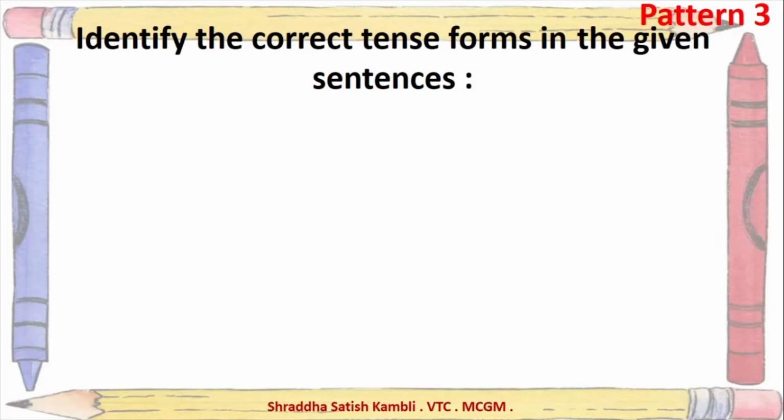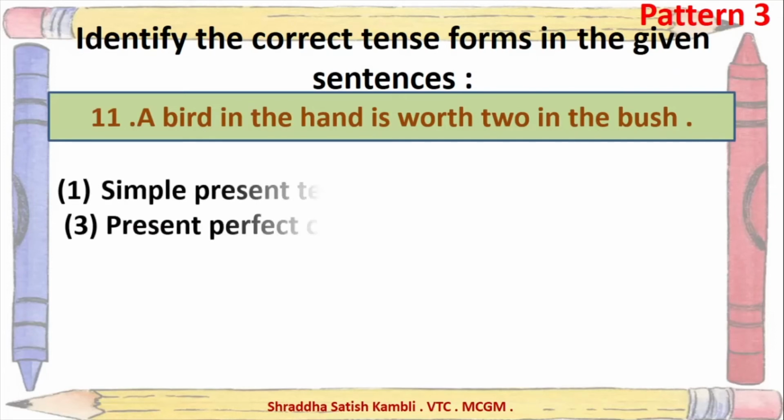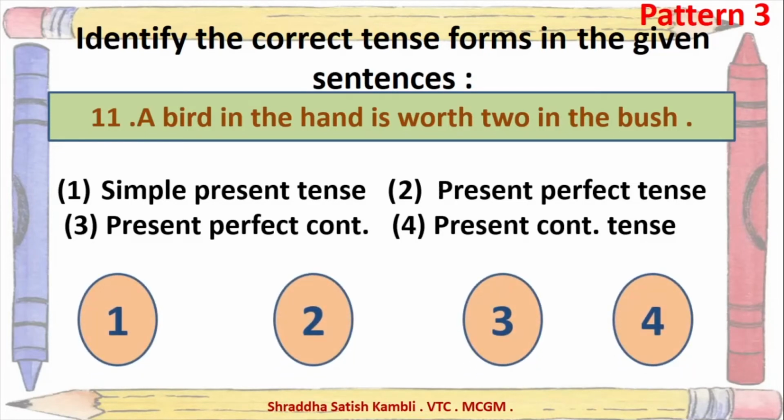So you have to identify which is the correct tense form. So here is your sentence for you. A bird in the hand is worth two in the bush. So is it simple present tense? Is it present perfect tense? Is it present perfect continuous tense? Or is it present continuous tense? So which one is it? 1, 2, 3 or 4? Thinking time.